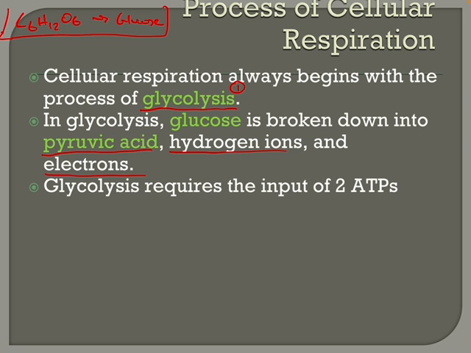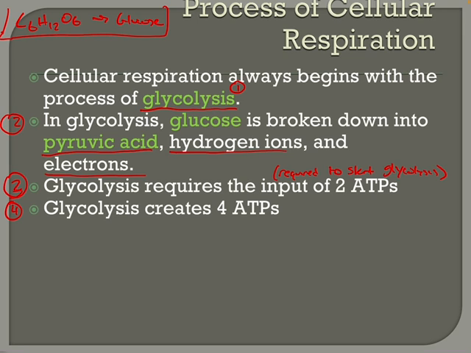Okay? Now, the other thing you need to remember about glycolysis is this, number 2. Actually, I'm going to erase that. I'm going to change that to number 3, because the second thing you should remember is what glycolysis is. So the third thing to remember is glycolysis requires the input of 2 ATPs. Input means that 2 ATPs are required to start glycolysis. You need 2 ATPs to start it. You got to put 2 in.